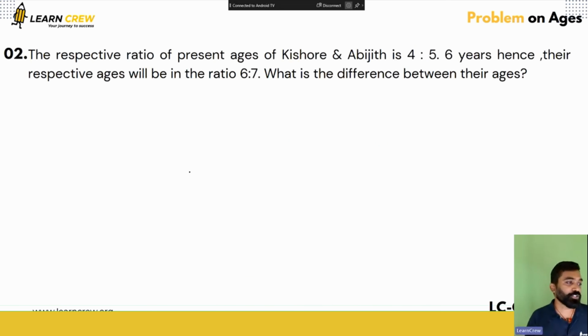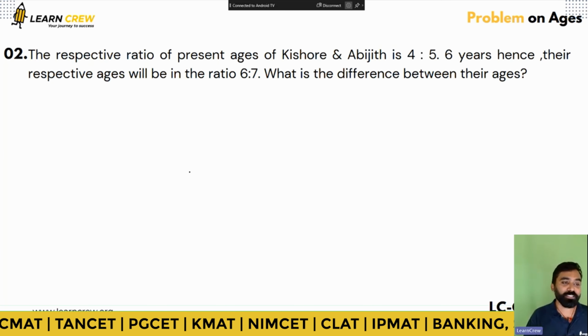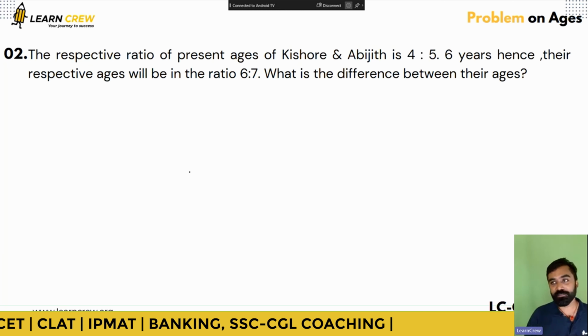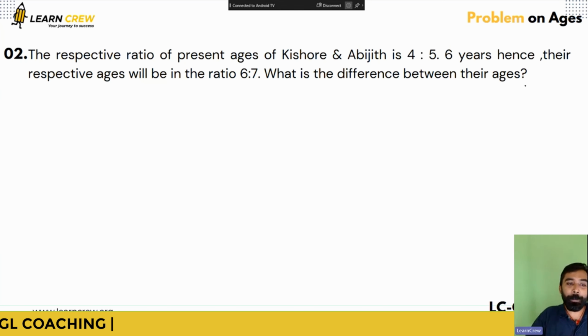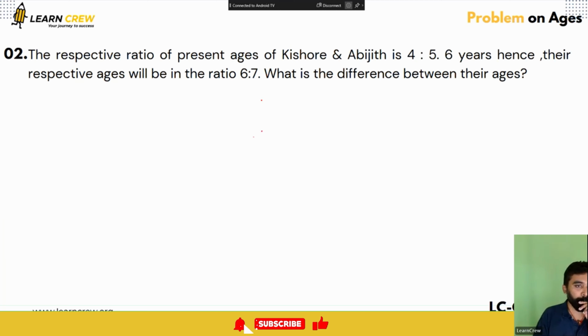The respective ratio of present ages of Kishore and Abijith is 4:5. 6 years hence, their respective ages will be in the ratio 6:7. What is the difference between their ages? Find out. Every question will have a timer of 30 seconds. You should be solving it within 30 seconds. That's the maximum time you should take for these kinds of questions. The difference between their present ages, right? Yes, it's 3 years.